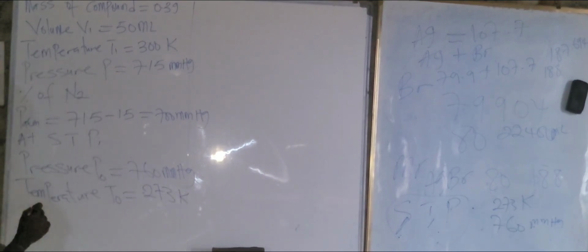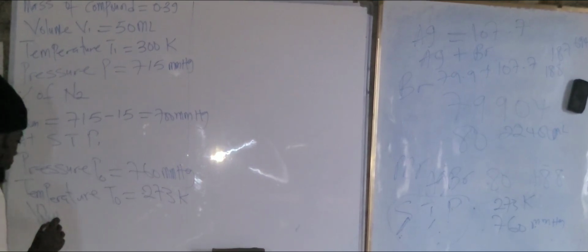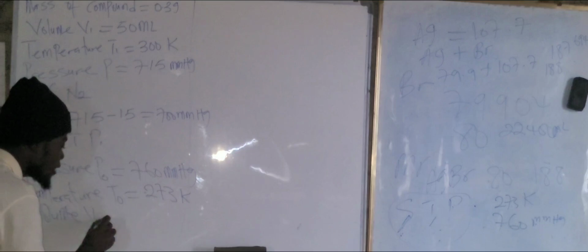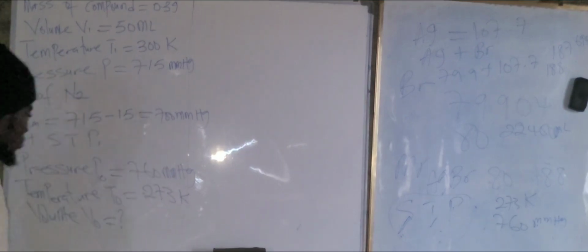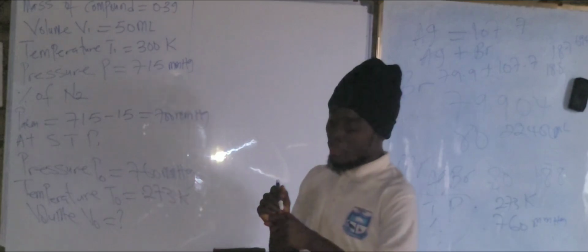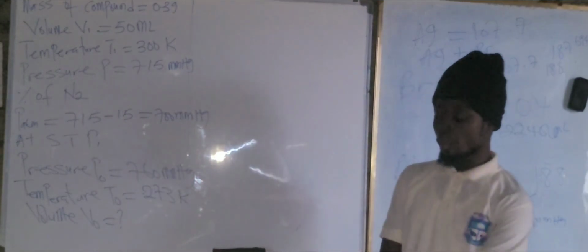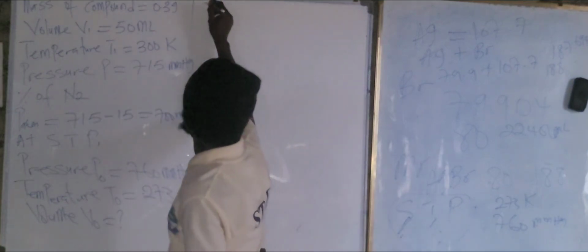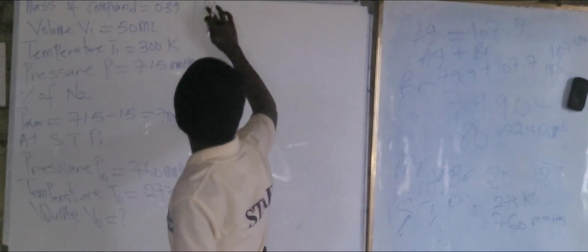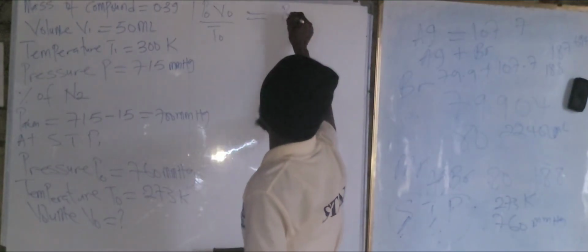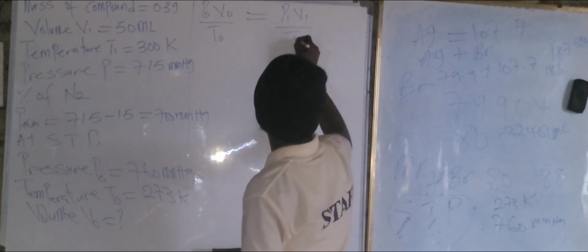Let's look at V0 now. Volume, we know that volume is supposed to be that guy. But V0 here, let's find this guy. With this, we use the standard temperature and pressure. Let's use the general gas equation. We have P0 V0 all upon T0 equal to P1 V1 all upon T1. Are we clear?